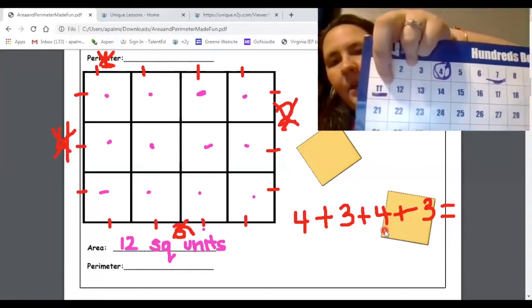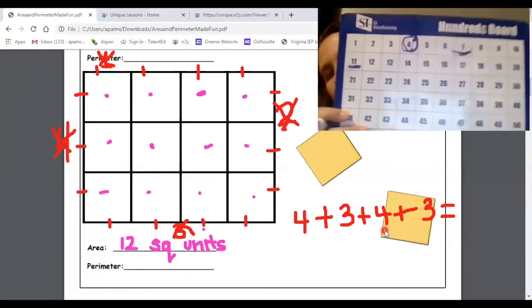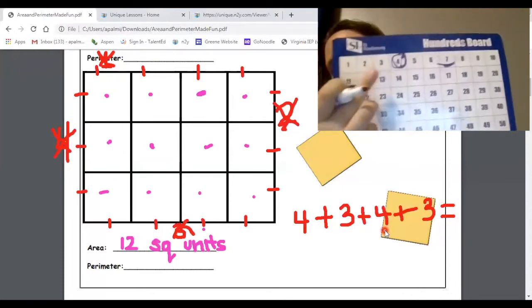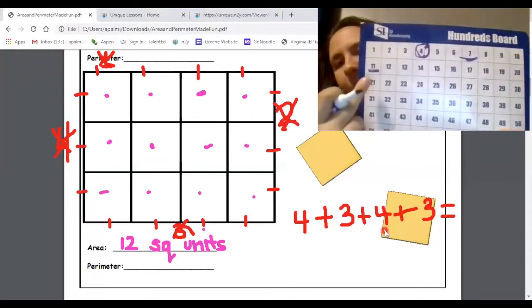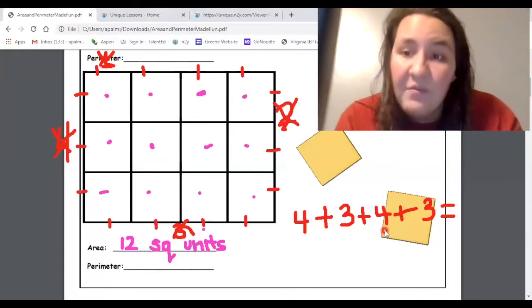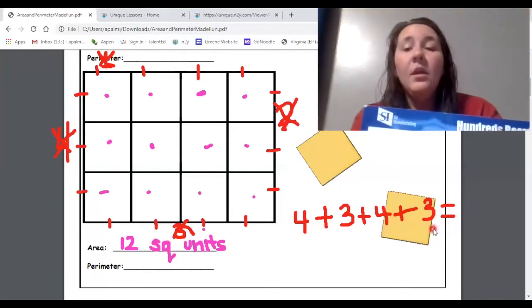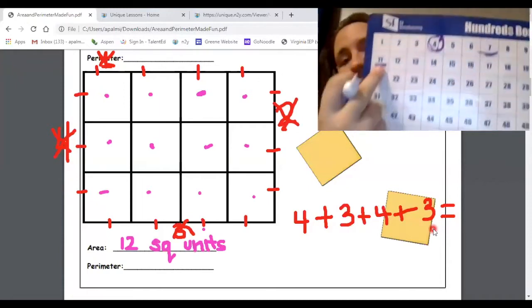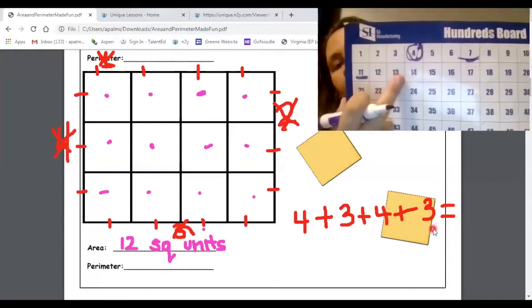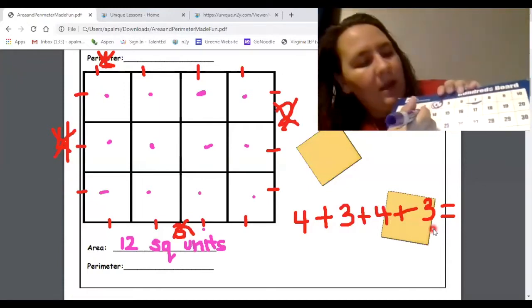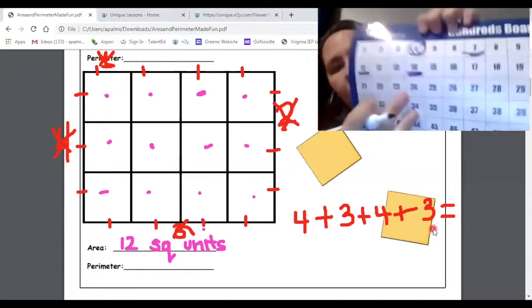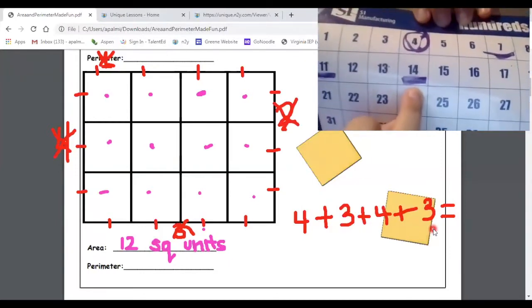Okay. Am I done? How many purple spots do I have? 1, 2, and 3. It's not enough, right? I have 4 sides, so I need to do my last number in my sentence. I'm going to start at the 11, and I'm going to add 3 more. Ready? 1, 2, and 3. So there is my answer. What number did we get?